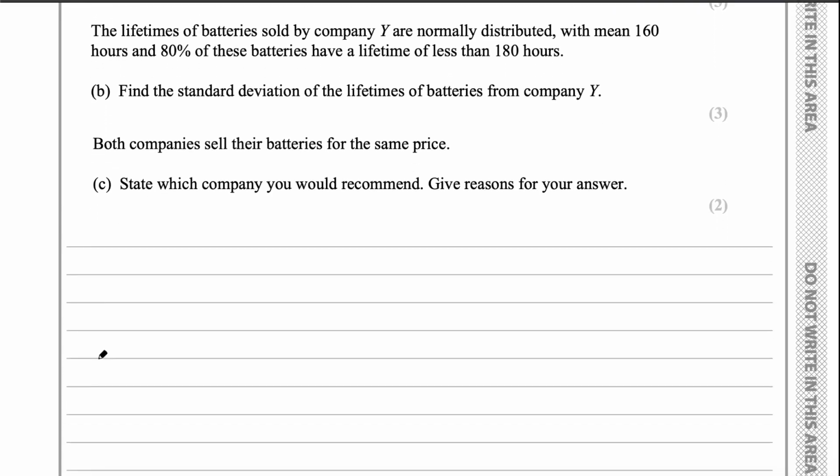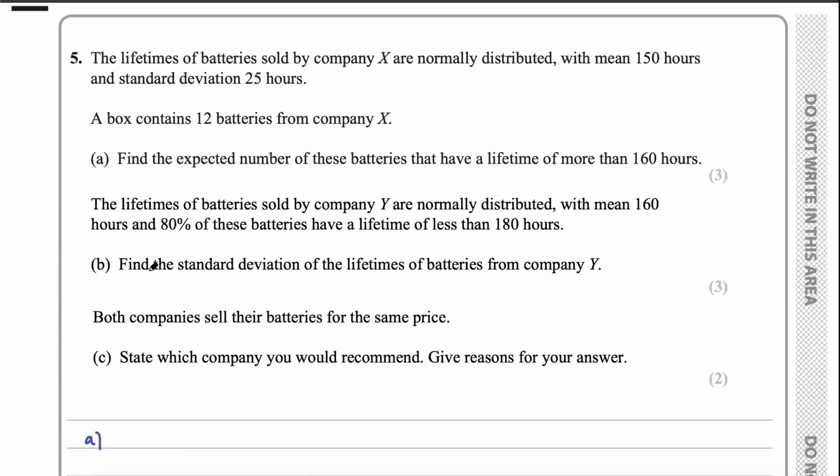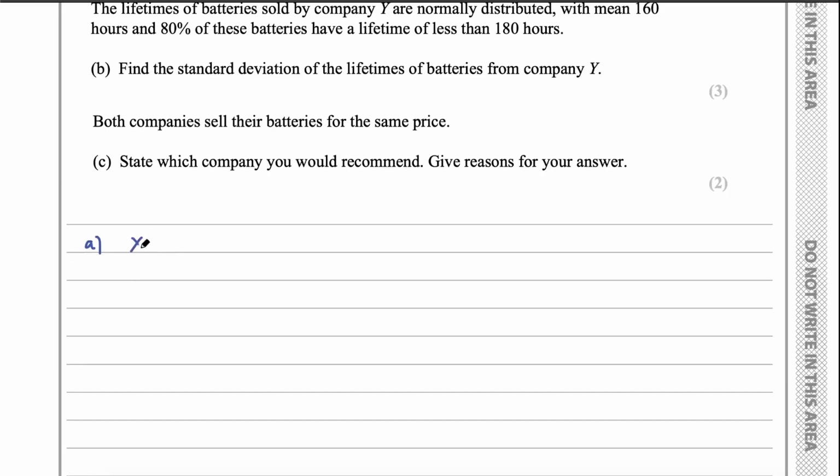So for part A, let's start by stating we understand this is normally distributed using the correct notation. So X, the lifetime of batteries from company X, is normally distributed with a mean of 150, as they told us, and a standard deviation of 25, and we write that as 25 squared, standing for the variance in our notation.